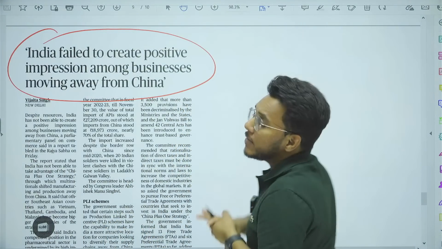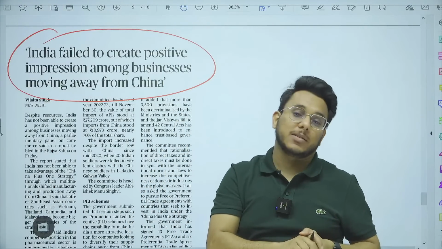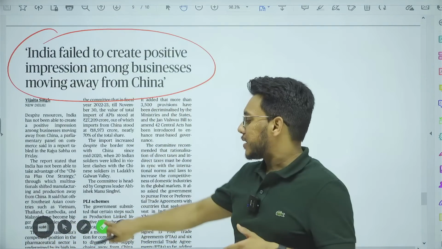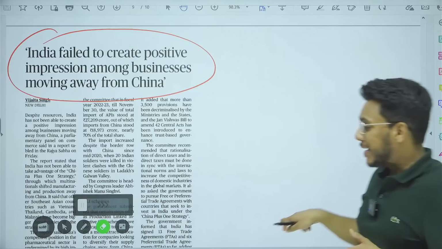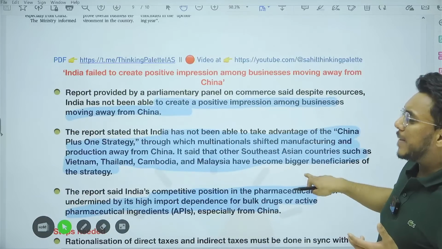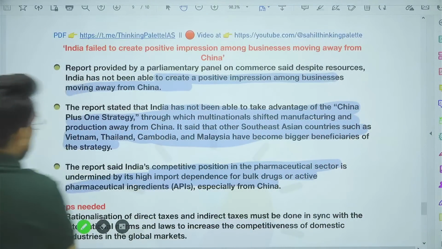But if they're going away from China, where will they land? Where is the next destination? The next destination is also the South and Southeast Asian countries. And many of these firms have actually landed in countries such as the Philippines, Vietnam, but not in India. Now see this particular thing.